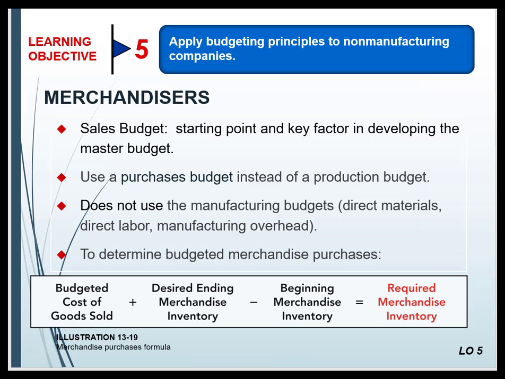Now, just to take a step further in this example, let's think about different types of business. What if you're a merchandiser? Merchandisers don't have raw materials, so they're going to have a purchases budget instead of a production budget. They're not going to use manufacturing budgets. So they have budgeted cost of goods sold plus any desired inventory that they need at the end. Subtract out the beginning inventory and that's going to leave them with their required merchandise inventory.